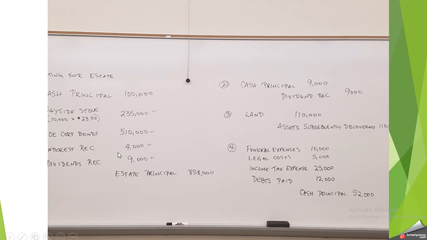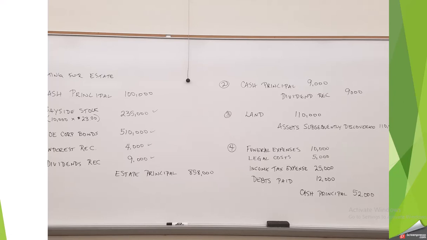And then there's an interest receivable on those bonds. It tells us that as of February, there's a $4,000 interest receivable accrued. So we've got to set that up. And then on those Bayside stocks, it tells us that there were dividends declared, but they'll be paid in March. So then we know we have a $9,000 receivable. We sum all those up, and that equals our estate principal.